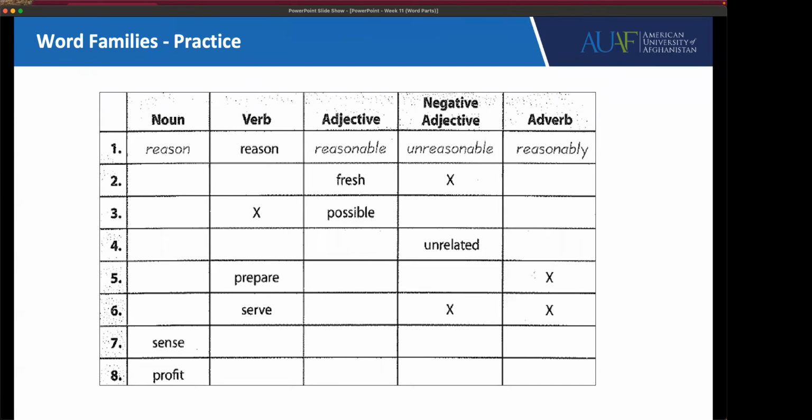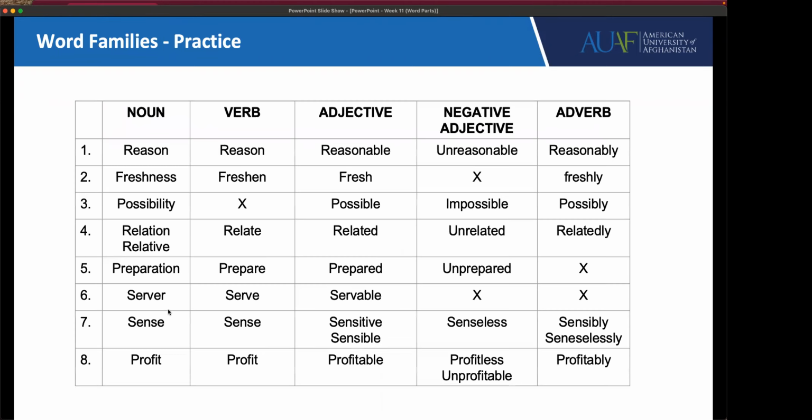Or a noun? There's no negative adjective. So the negative adjective would be "not fresh." Let's do the adverb because that's always easy. What's the adverb? "Freshable?" No, I think "freshly." Yeah, freshly. And for fresh, the verb is going to be, let's take a look over here, "freshen." So we have fresh, freshen, freshness, freshly.